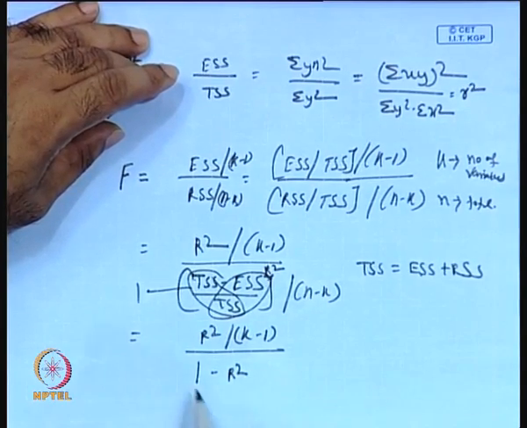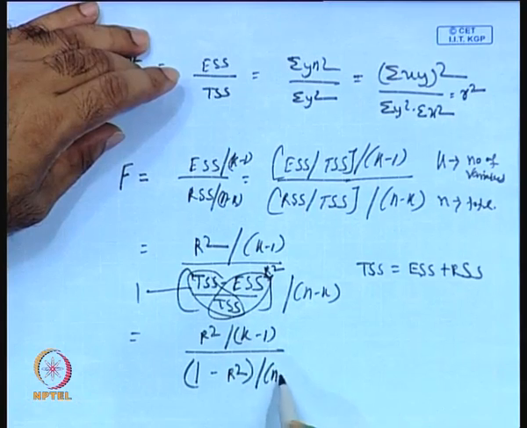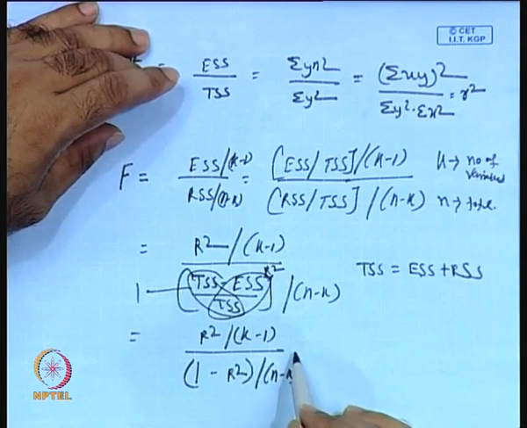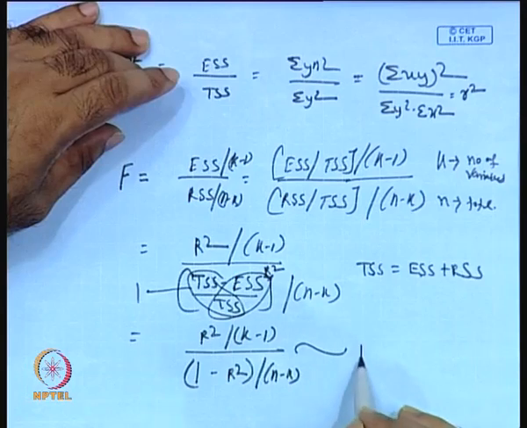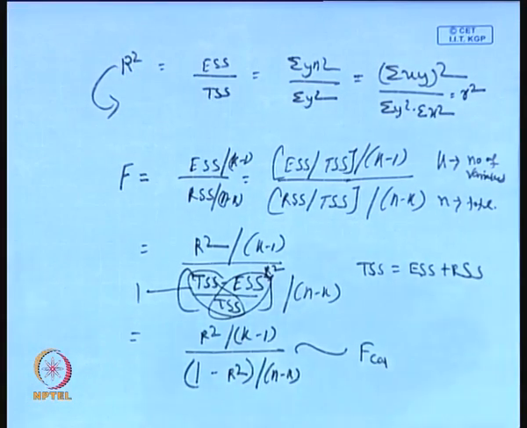So, now this is 1 minus r squared, divided by n minus k. This particular structure is called F calculated. We then go for the F tabulated value with a proper level of significance, meaning probability level of significance, and the reliability of the parameters. So, we like to judge the overall fitness of the models.